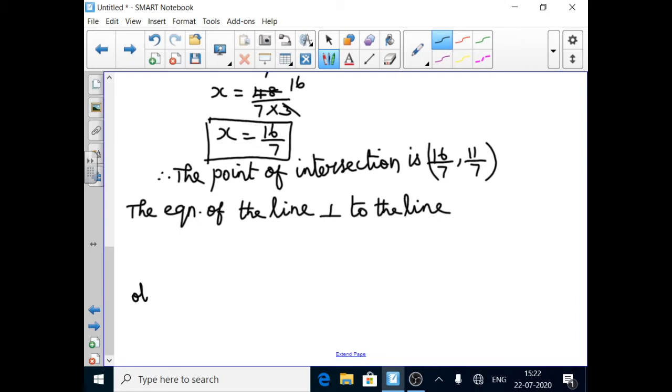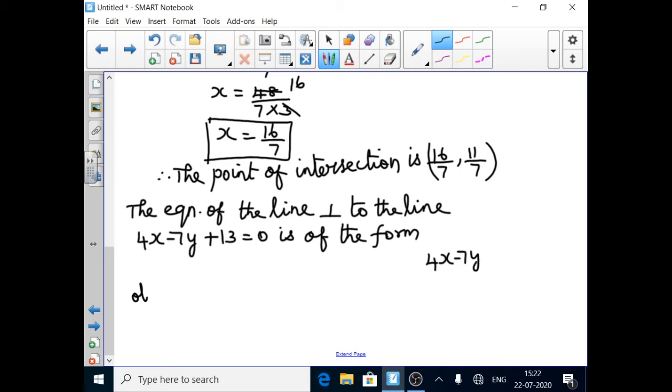four x minus 7y plus 13 equal to 0 is of the form... For a perpendicular line, you have to change the coefficients. 4x minus 7y plus 13 equal to 0 is given. So the x coefficient goes to y, and the y coefficient comes to x. That is, minus 7x plus 4y plus k equal to 0.